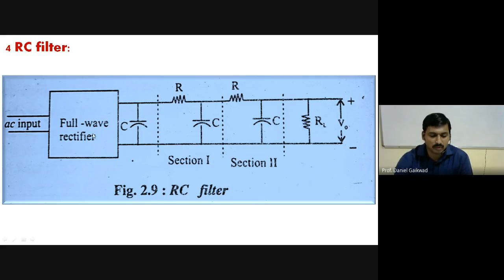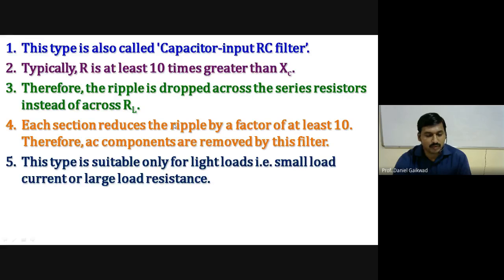Now what is the working of this diagram? The role of the resistance is the same as inductance, or resistors play a role similar to the inductor here. Okay, check carefully. Number first point, this type is also called a capacitor input RC filter. So we have the name of this circuit here. As we connect the capacitor in parallel, that is called a capacitor input RC filter.